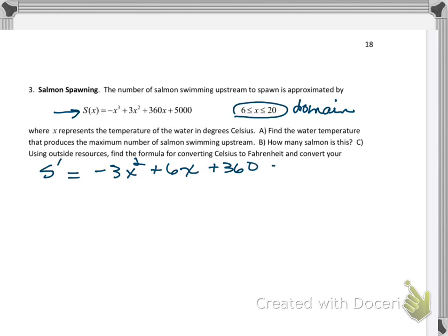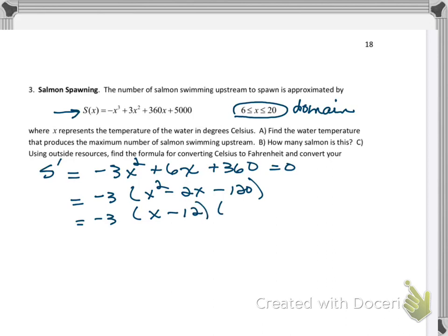Okay, so you're going to have to set this equal to 0. What I would highly recommend is that you factor out a negative 3. That's going to get you x squared minus 2x minus 120 inside your parentheses. Then you're going to factor what's in your parentheses. And that's going to be an easy factoring problem, x minus 12 and x plus 10.